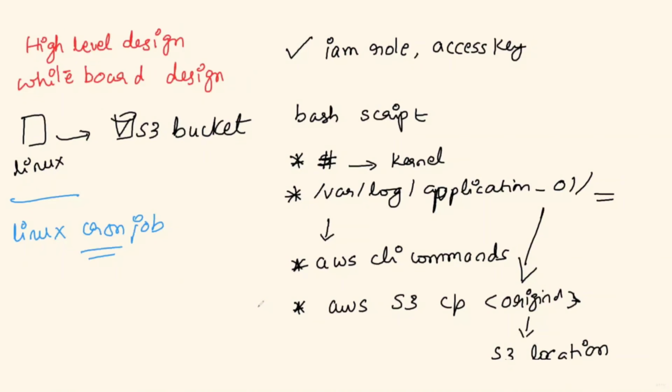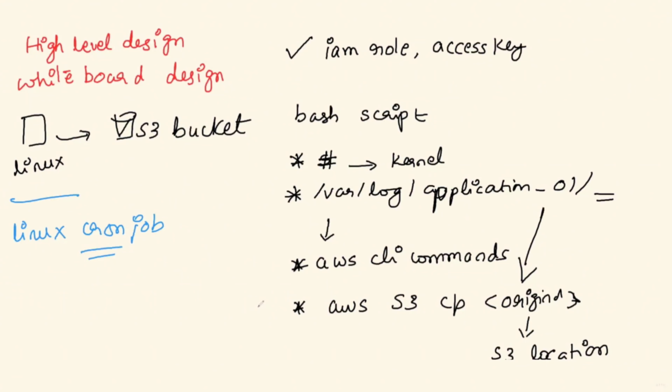Let me start by saying that I would begin with understanding if we are using an IAM role or IAM access keys, because the Linux server by default will not have permission to interact with S3 buckets. So the next thing I would probably do is, once I know what kind of permissions are being used and I have validated it myself, I would start writing my bash script.